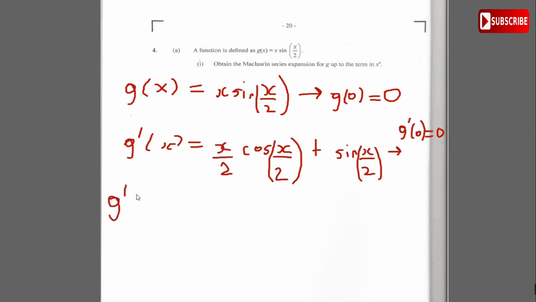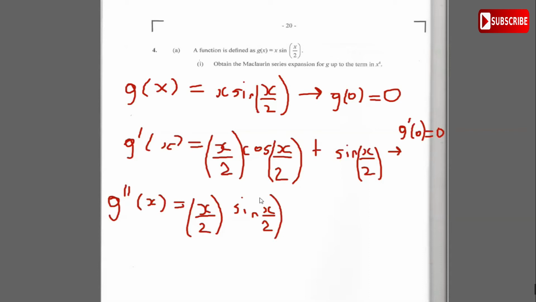Now g double prime of x. For g double prime of x, what we're going to get is keep the first. So now we're going to keep our x over 2, times the derivative of the second. The derivative of the second is when you differentiate cos x over 2, you get minus sine x over 2, and then you multiply it by a half. A half times x over 2, I can just put x over 4.